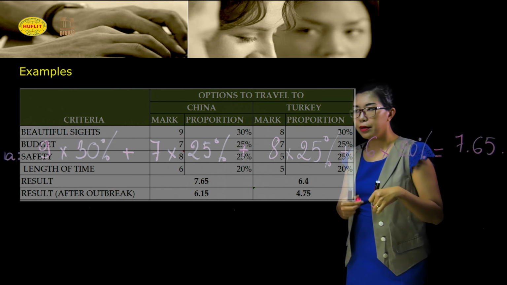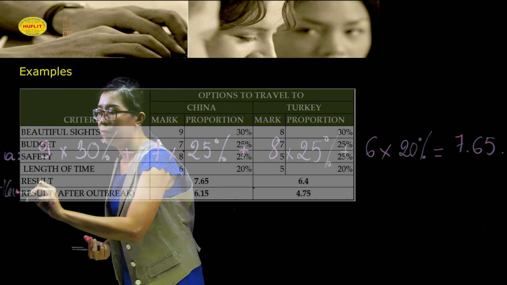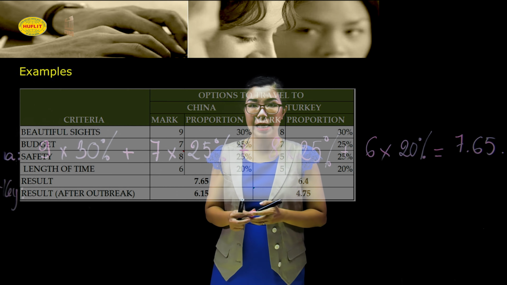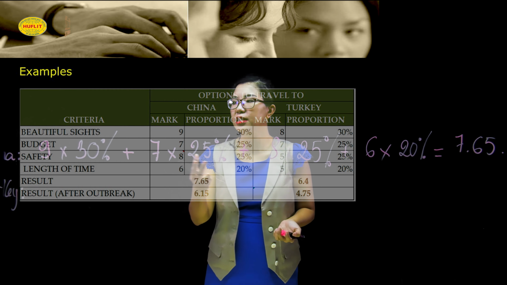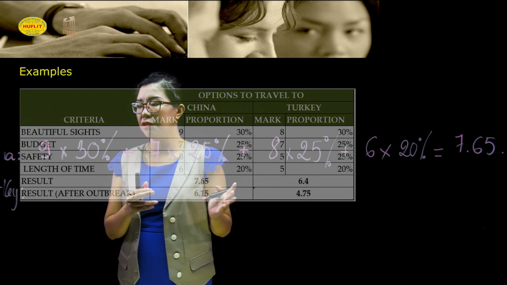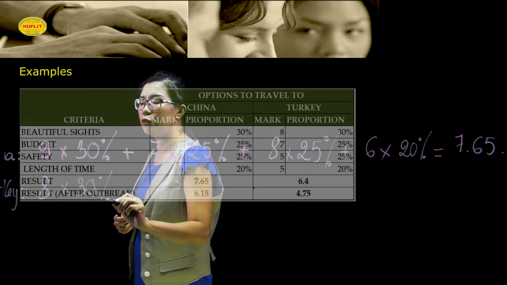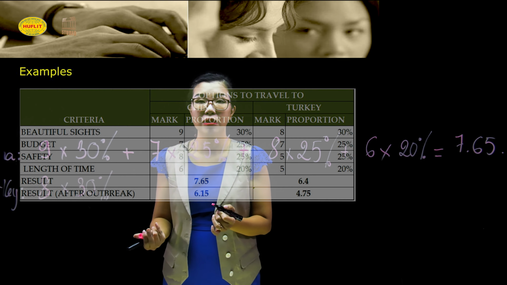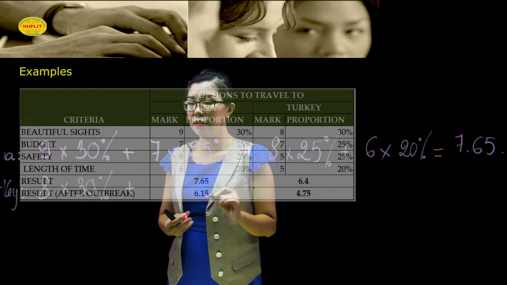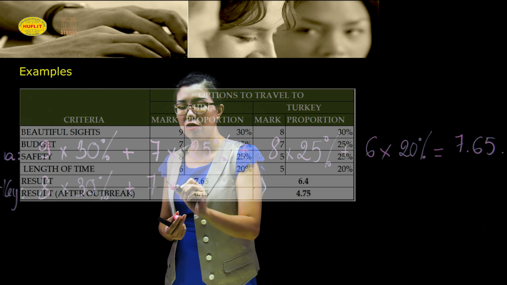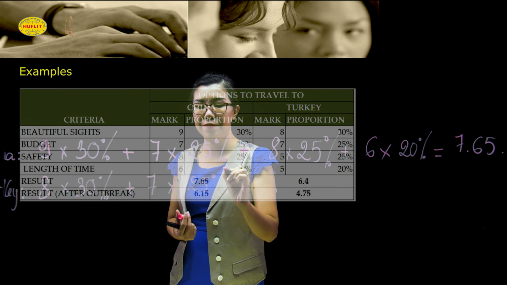Okay, so now I continue. I try to do it for Turkey. For Turkey, as we compare the beautiful sites, there are not as many beautiful sites compared to China, so that's why I give Turkey a 6. We times it with 30% proportion for the beautiful sites in relation to the other variables, and we times 7 for the budget of Turkey. It could be a little bit equal, the same as China, so we times it with 25% here.